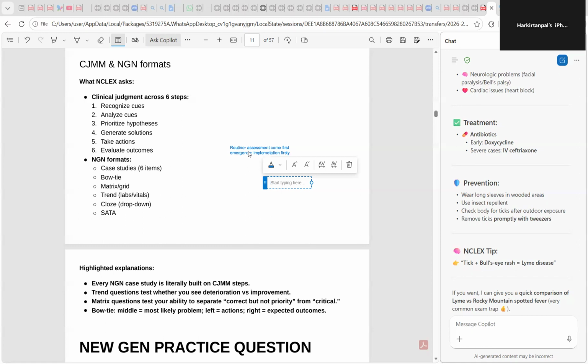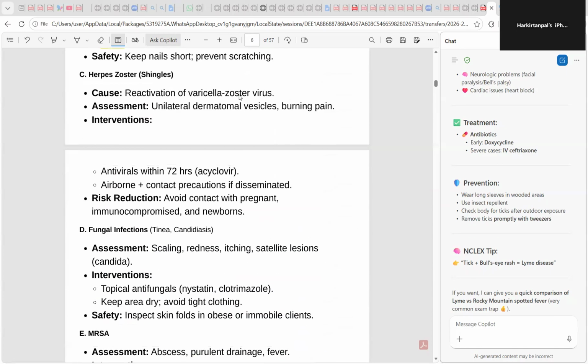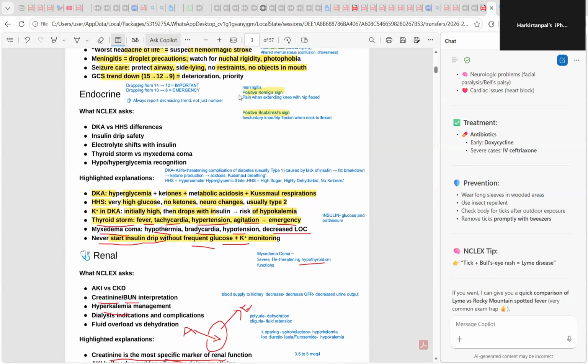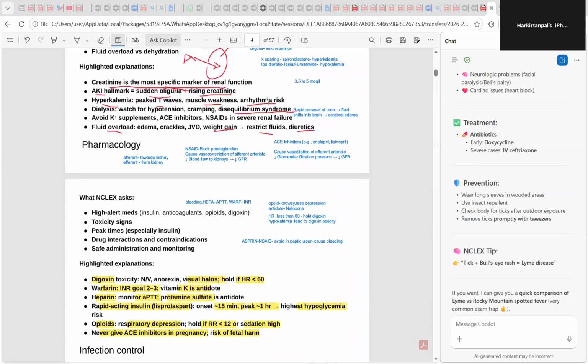Can you repeat the term? Disequilibrium syndrome. See, in the renal system, those who are getting dialysis, what are the things we can watch for? The hypertension, we can watch for the cramping, and we can watch for the disequilibrium syndrome.